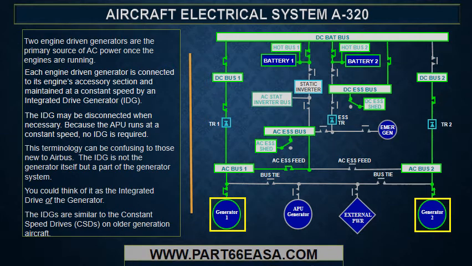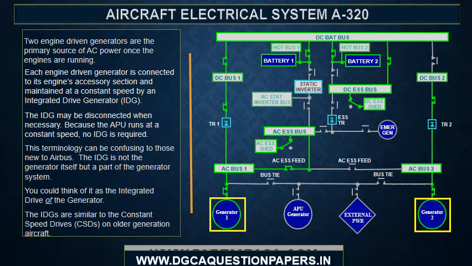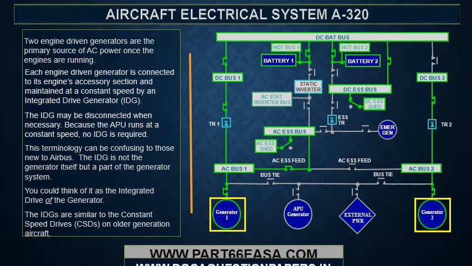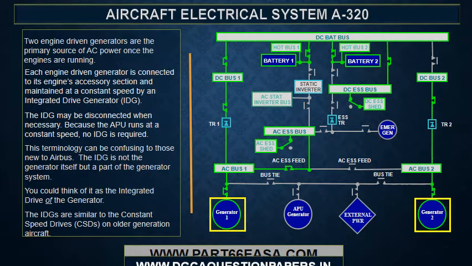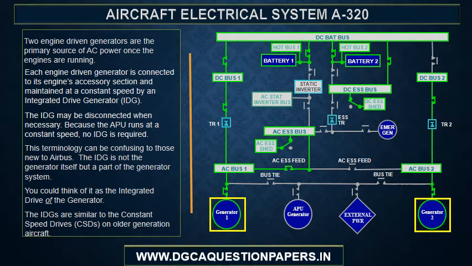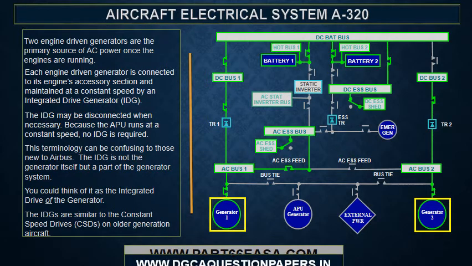Because the APU runs at a constant speed, no IDG is required. This terminology can be confusing to those new to Airbus. The IDG is not the generator itself, but a part of the generator system. You could think of it as the integrated drive of the generator. The IDGs are similar to the constant speed drives on older generation aircraft.